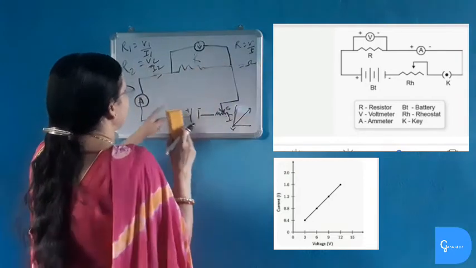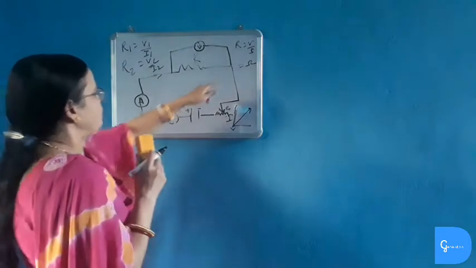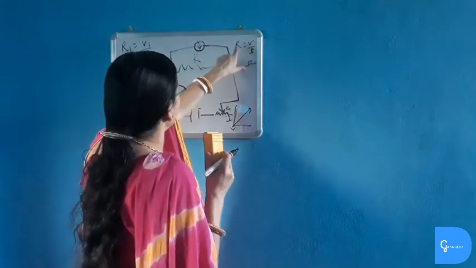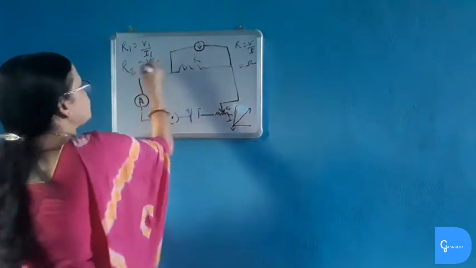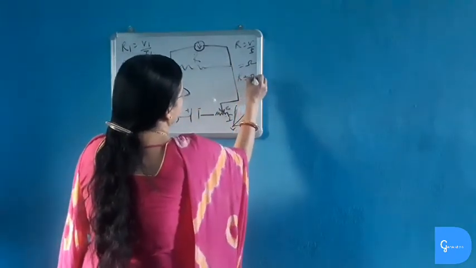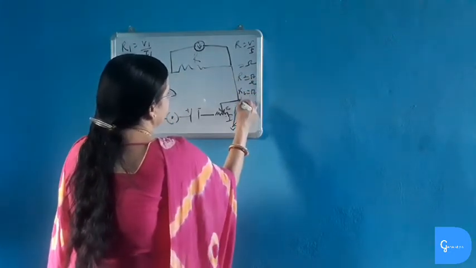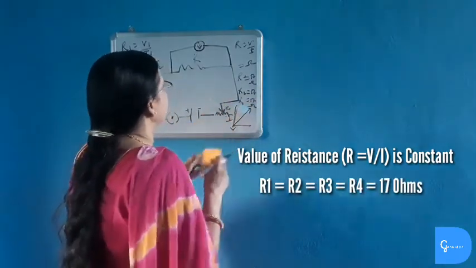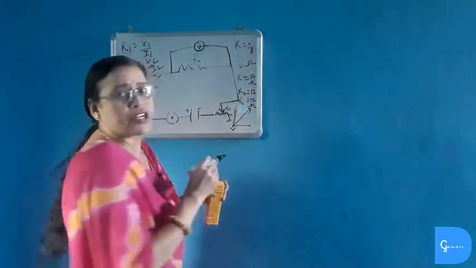So in this way, by using a rheostat, we can verify Ohm's law in the laboratory: as the current increases, potential difference also increases, and so the resistance in each case always remains constant. R1, R2, R3 all will have the same value. If R1 is 17 ohm, then R2 will also be 17 ohm, and in a similar way R3 will also be 17 ohm. So the value of resistance V by I is equal to R, which follows Ohm's law, is always constant.